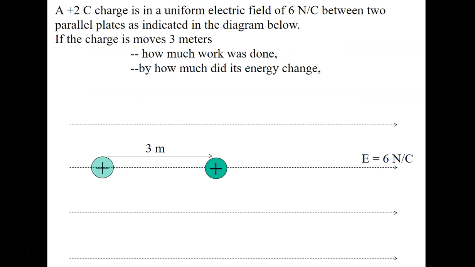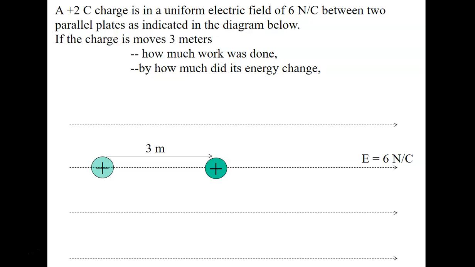Now looking at work and changes of energy by moving through electric fields. Let's say we've got a 2 coulomb charge in a uniform electric field of 6 newtons per coulomb between two charged parallel plates. If the charge moves 3 meters, how much work was done and by how much did its energy change? Let's look at the force acting on our charge. The force is going to be 12 newtons, because we've got an electric field of 6 newtons per coulomb and a charge of 2 coulombs. Multiplying those together, we get 12 newtons.